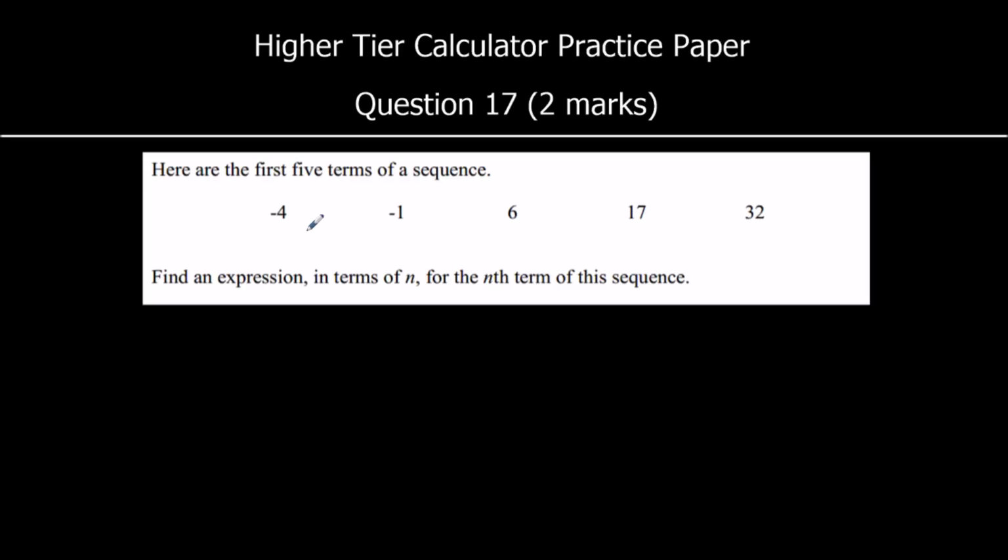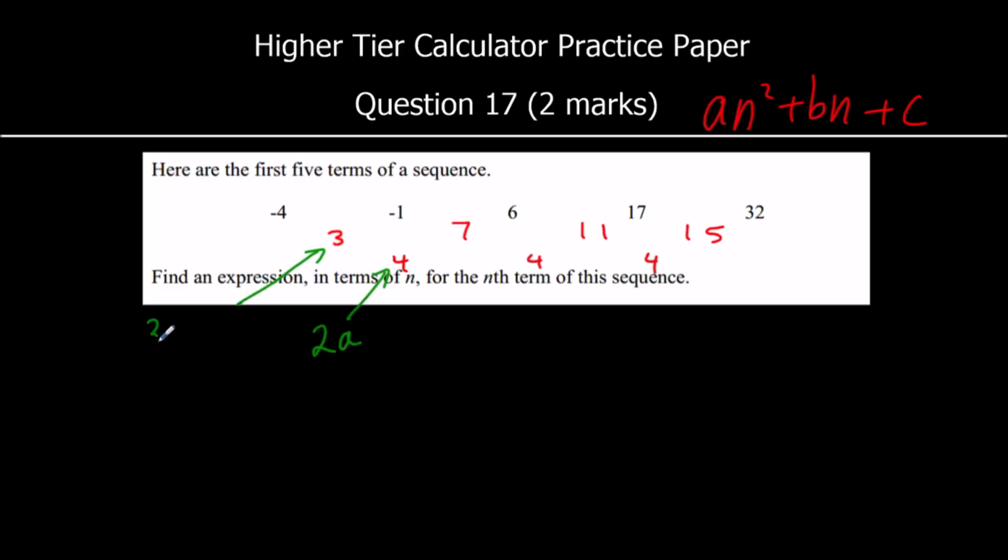So let's look at the first difference. It's going up 3, 7, 11, 15. So the second difference is the same, so it's a quadratic sequence, an squared plus bn plus c. So 4 is 2a. The 3 is worth 3a plus b. And the negative 4 is a plus b plus c.